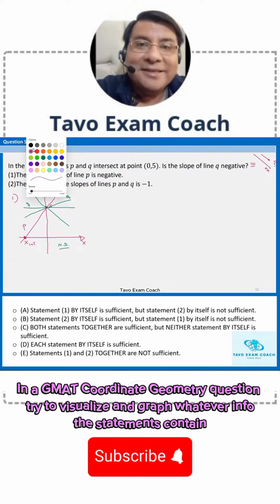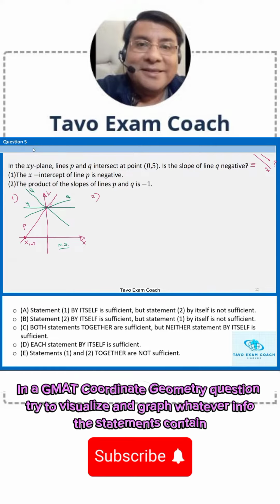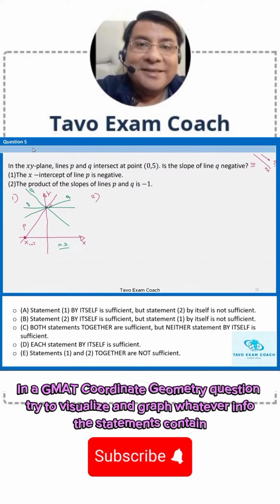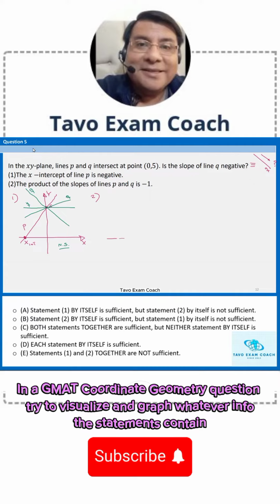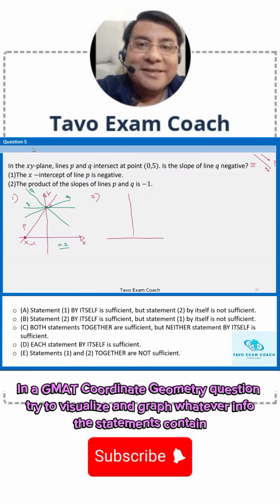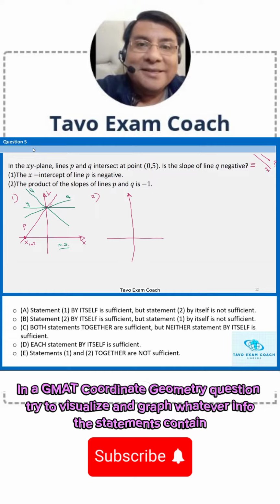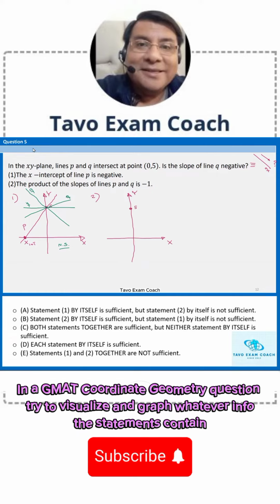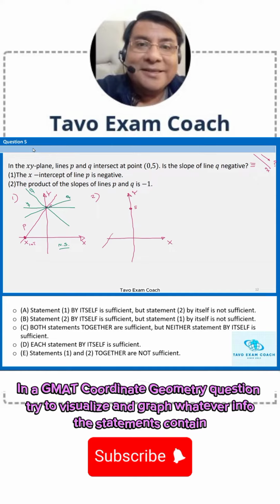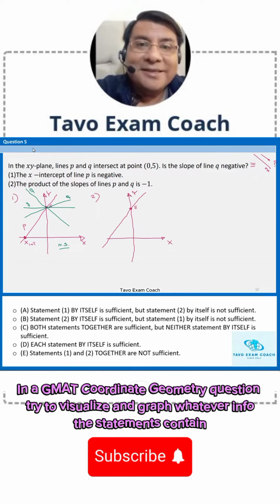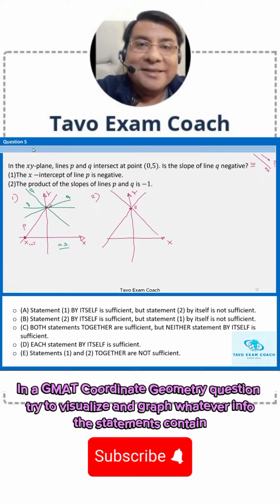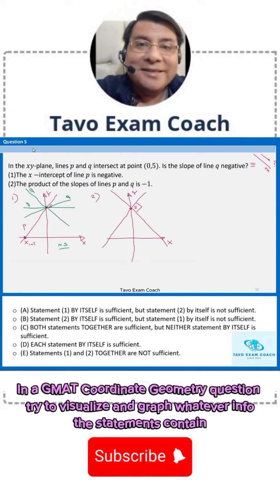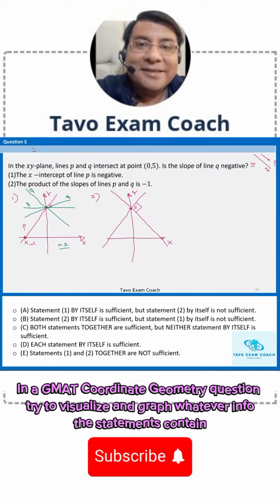What about statement 2 alone? Statement 2 alone says that the product of the slopes of lines P and Q is negative 1. So what does that mean? It means that these two lines cross each other perpendicularly. When they cross perpendicularly over this point, that means that we have a line like this and perhaps a line like this. So they form a right angle or 90-degree angle at their intersection.